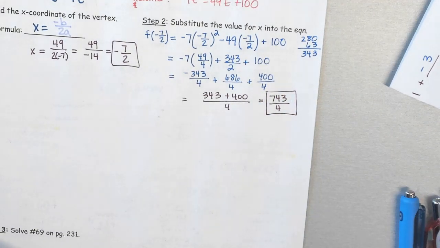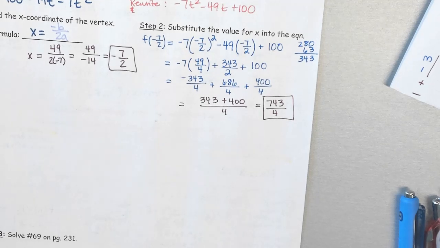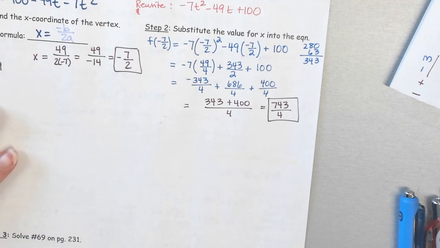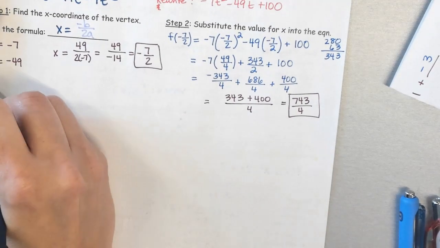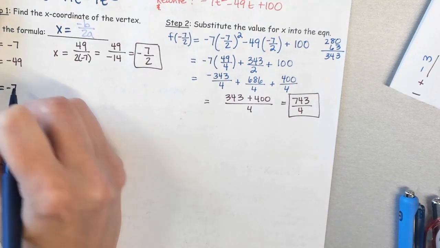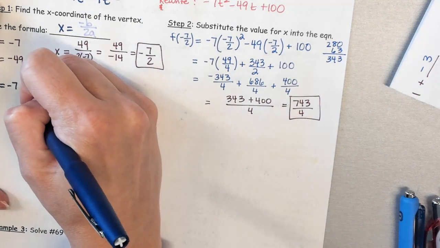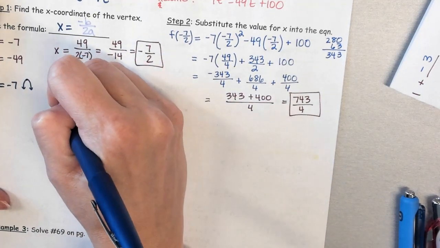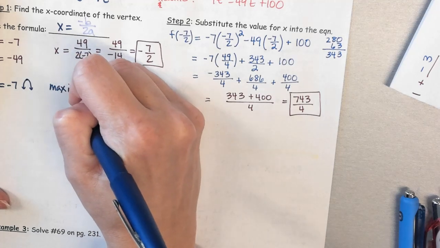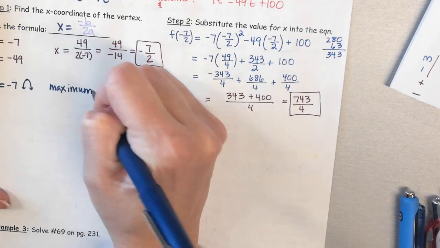Okay, so then what we're going to do is we are going to write whether it is a max or a min. To do that, again, you look at your A value. So your A value is -7, which means it opens down. So we have a max. Okay, so it's going to be a maximum.